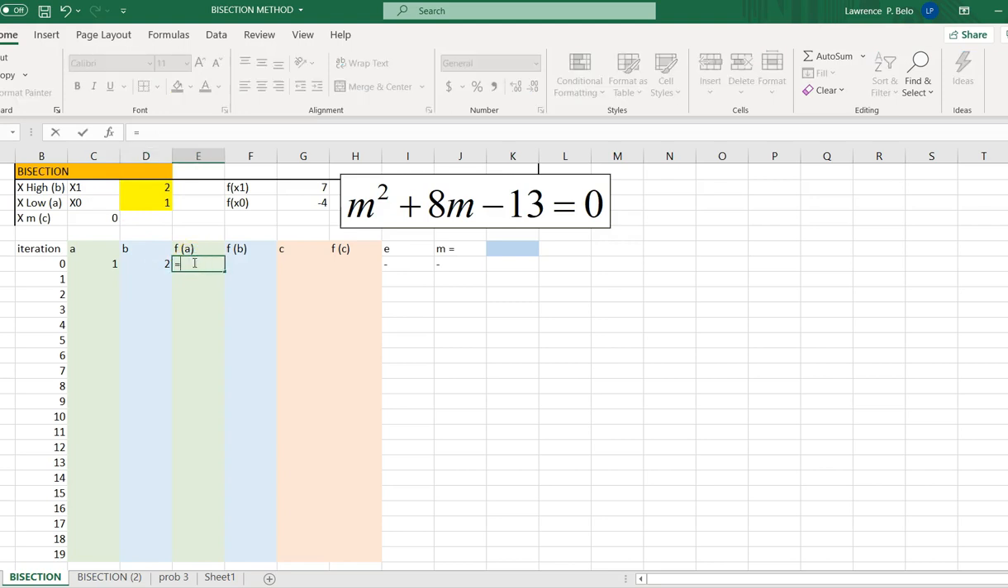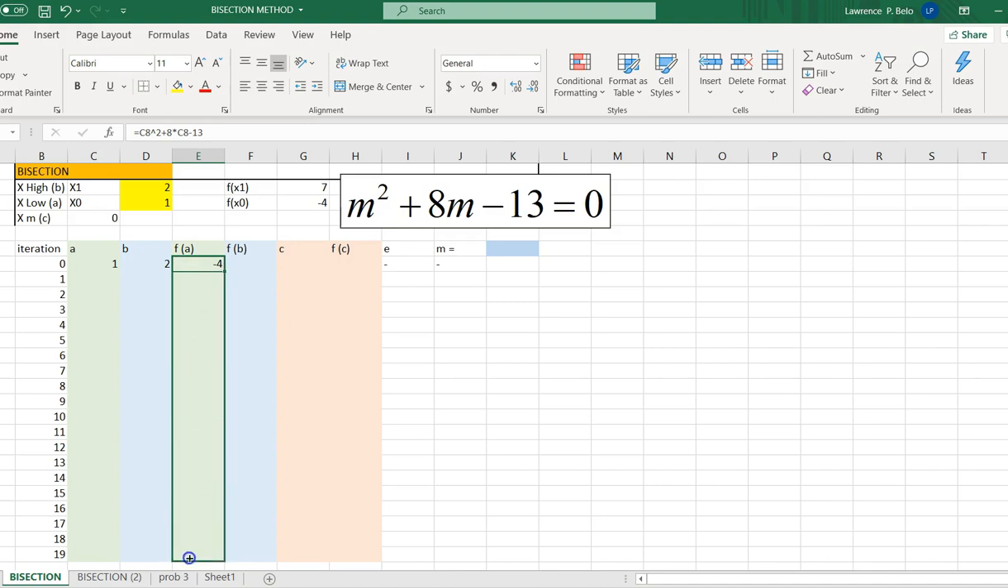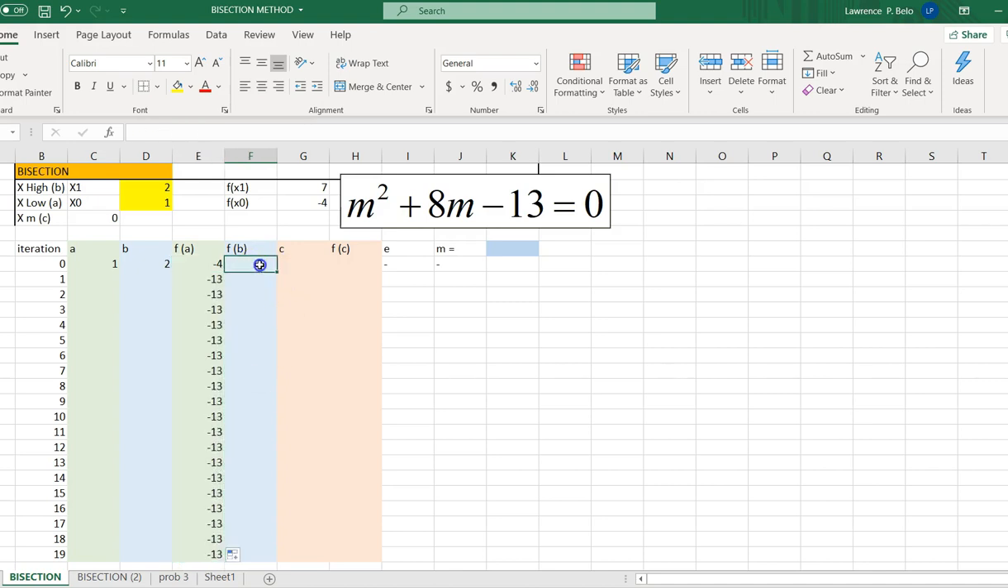So that means for f of A, let's just plug it in. This squared plus 8m minus 13 is negative 4. So let's just drag that for purposes later on. And then for this one, the same. Squared plus 8m minus 13. And then again, let's drag that.